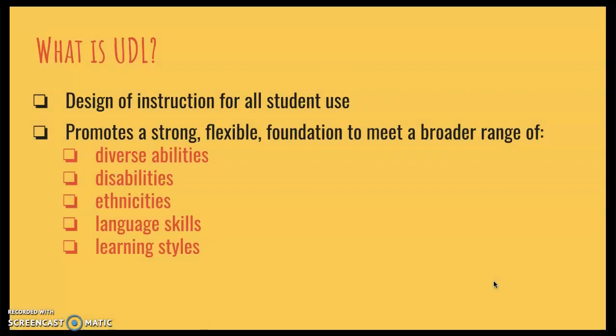So what it is, essentially, is design of instruction for all students' usage. Because remember, we have to promote in our learning community, we have to be strong, flexible, and a good foundation, because our students are coming in with a wide range of diverse abilities. This could be reading, this could be visual, this could be physical. There's all sorts of different abilities that students bring in.